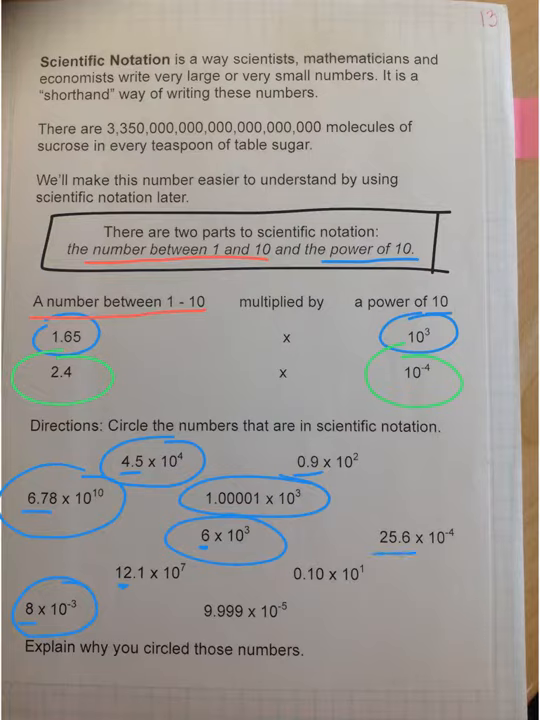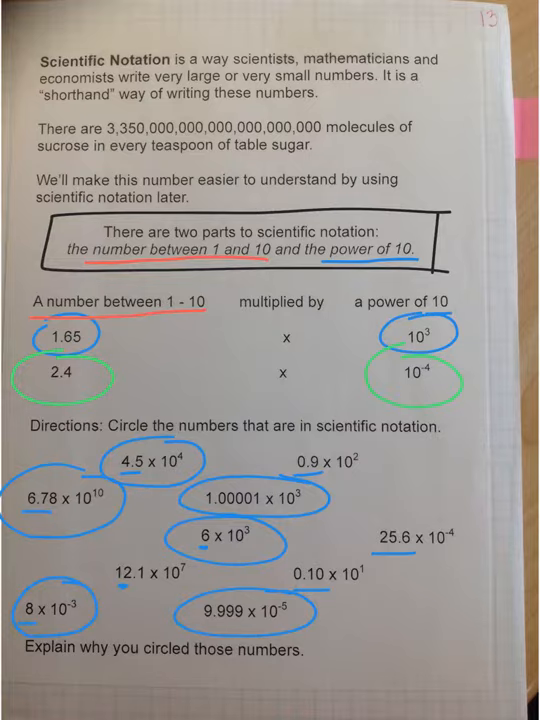25 and 6/10, not a number between 1 and 10. We aren't going to circle it. 10 hundredths, again, not a number between 1 and 10. 9 and 999 thousandths, yes, that's a number between 1 and 10, and that's why we're going to circle it. So all of these numbers are in scientific notation because they fit the rule: a number between 1 and 10 multiplied by a power of 10.